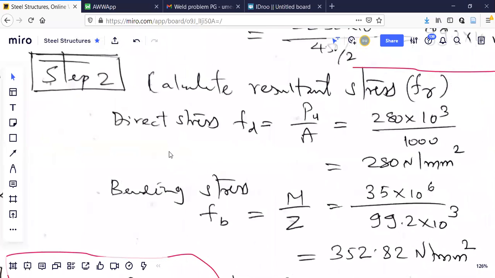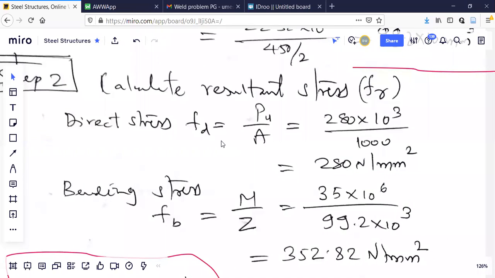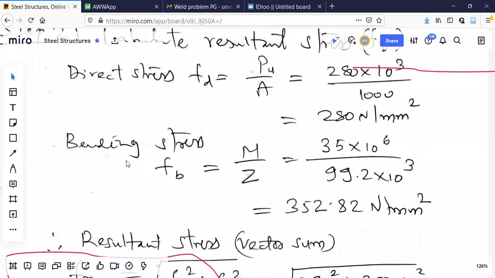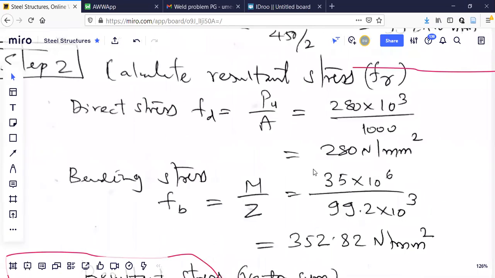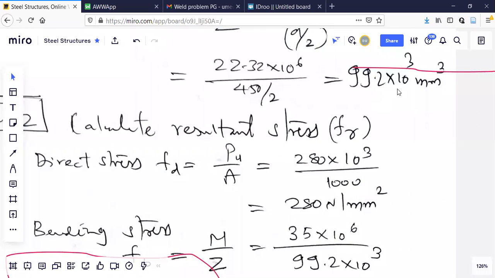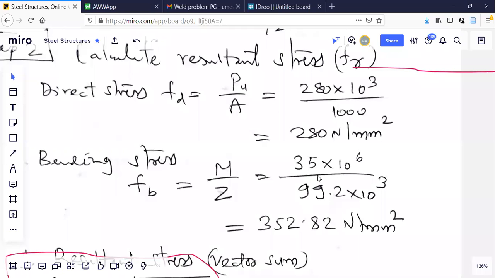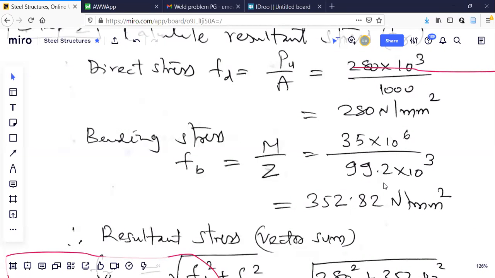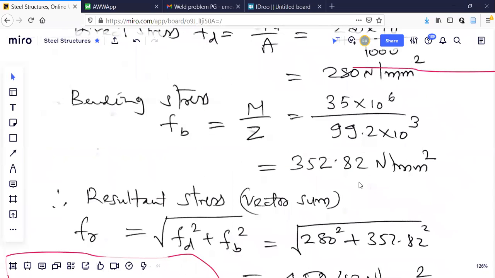In this way, what I did was direct stress is equal to direct load, which is 280 kilonewton into 10 raised to 3 Newton, divided by the cross-sectional area 1000, where thickness was considered as unity. I got FD as 280. Bending stress is M by Z. M is given as 35 kilonewton meter multiplied by 10 raised to 6, so it will be Newton mm, divided by Z. As I told you, Z was calculated here: 99.2 into 10 raised to 3. That is substituted here, so I got these two values, FD and FB.